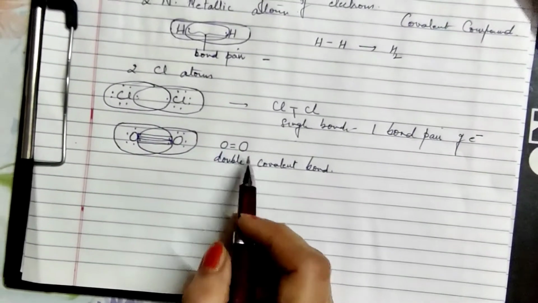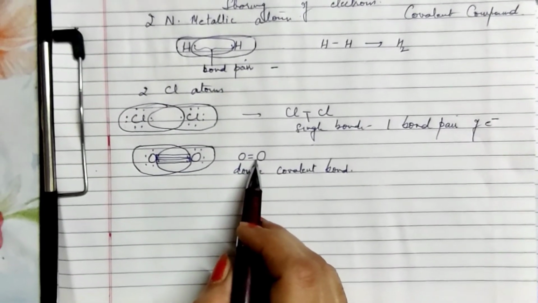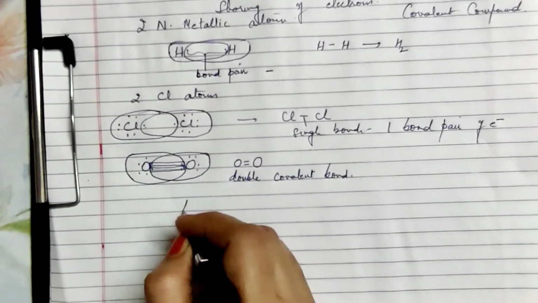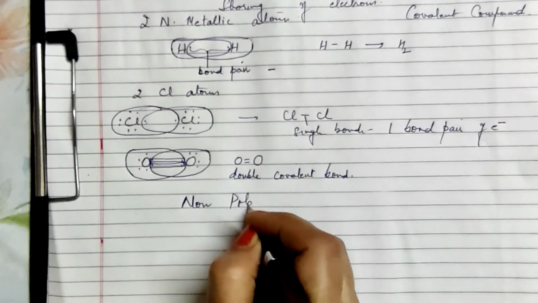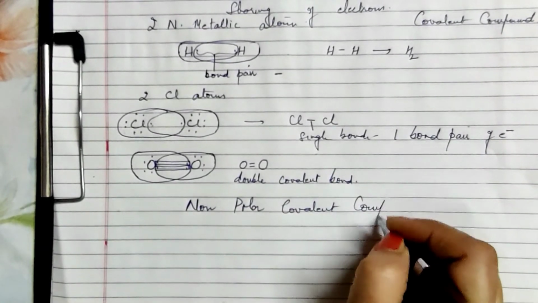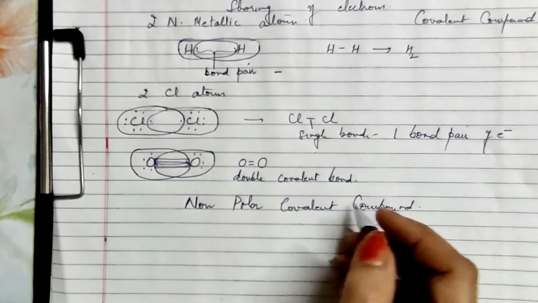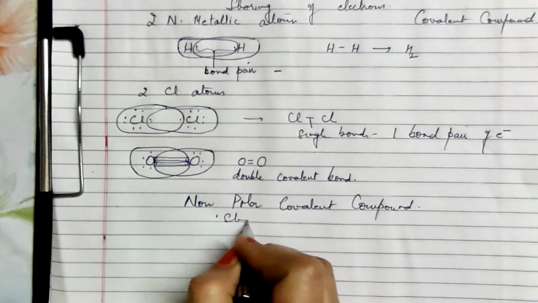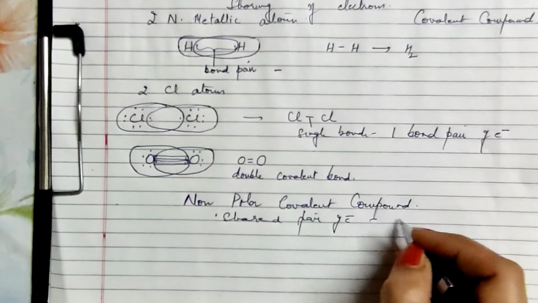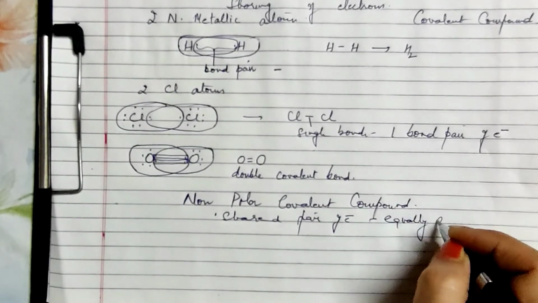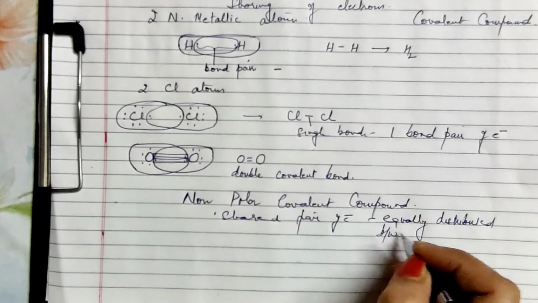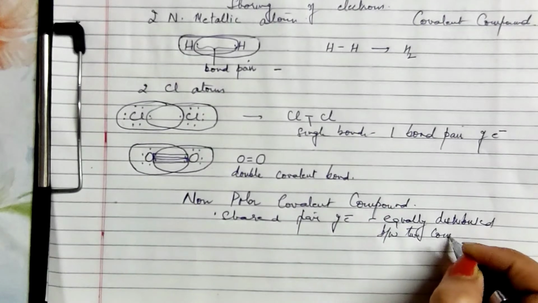Now here the electronegativity of both the oxygen atoms is the same. So none of them pulls the electrons more strongly towards itself. Hence it is a non-polar covalent compound. So what is a non-polar covalent compound? When the shared pair of electrons is equally distributed between the two combining atoms.